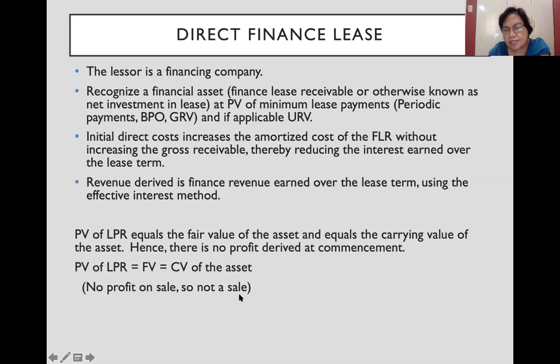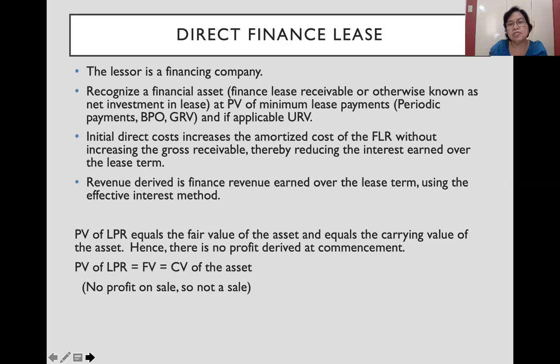So if it is not a sale, it will not qualify as a dealer's lease. The lessor is not a dealer. If it is not a sale, it also will not qualify as a manufacturer's lease because there is no sale of asset. Again, if the present value of lease payment receivable equals the fair value of the asset and equals the carrying value of the asset, hence there is no profit derived at commencement, and because of this no profit, this is not a sale. So this is not a dealer's lease, this is not a manufacturer's lease, this is a direct finance lease.